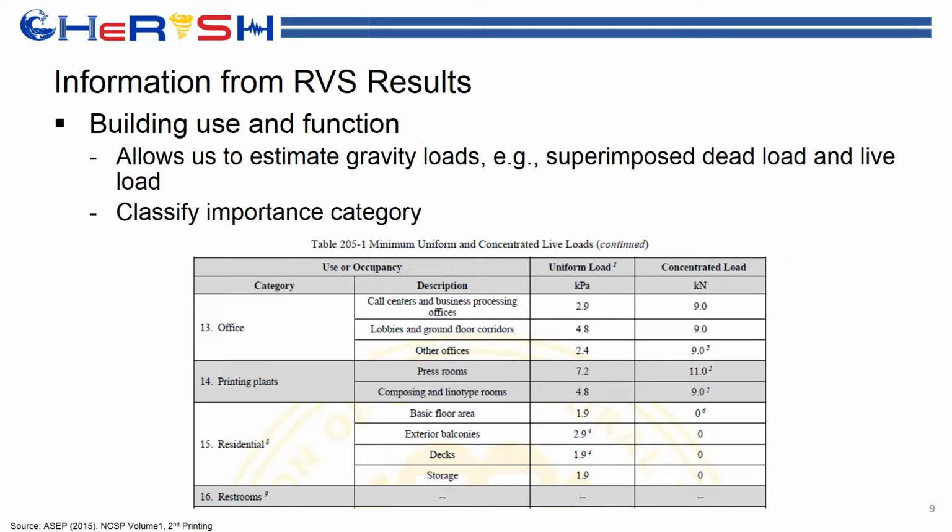And then it would also help us to classify the importance category. So for example, if the existing building is now used as a clinic or a makeshift hospital, then we can classify it as an important facility, and therefore we should also assess it based on a higher level of importance.